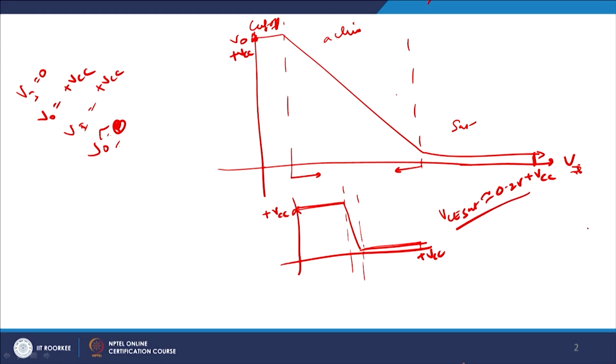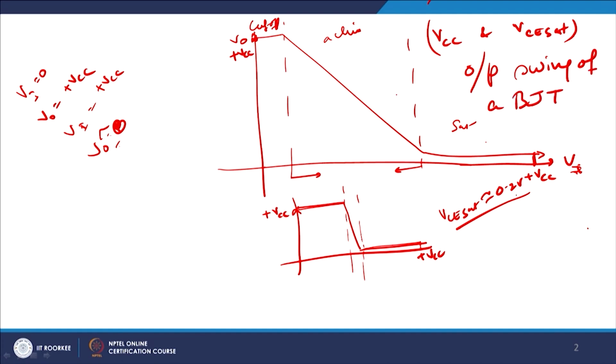So we have learned one important point that though BJT has good switching action, it cannot go below VCE sat on the lower side, and the highest it will of course go to VCC. So the swing is restricted between VCC and VCE sat. This is the output swing of a bipolar junction transistor, right. So this is what we have learned here.